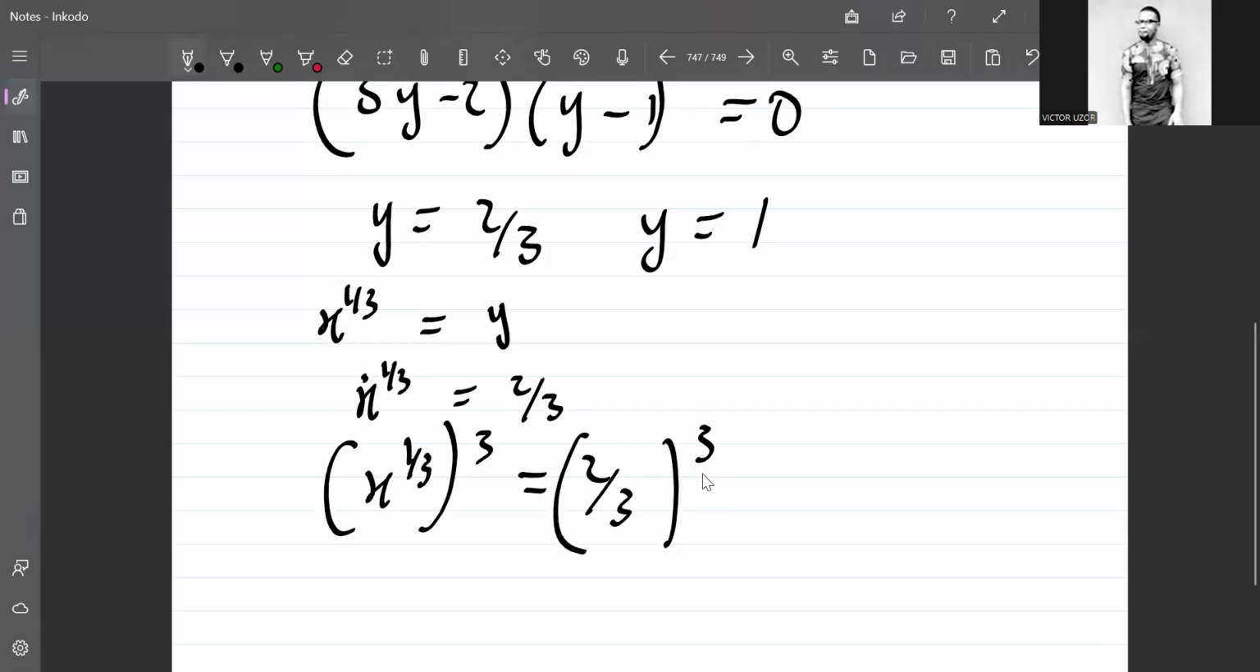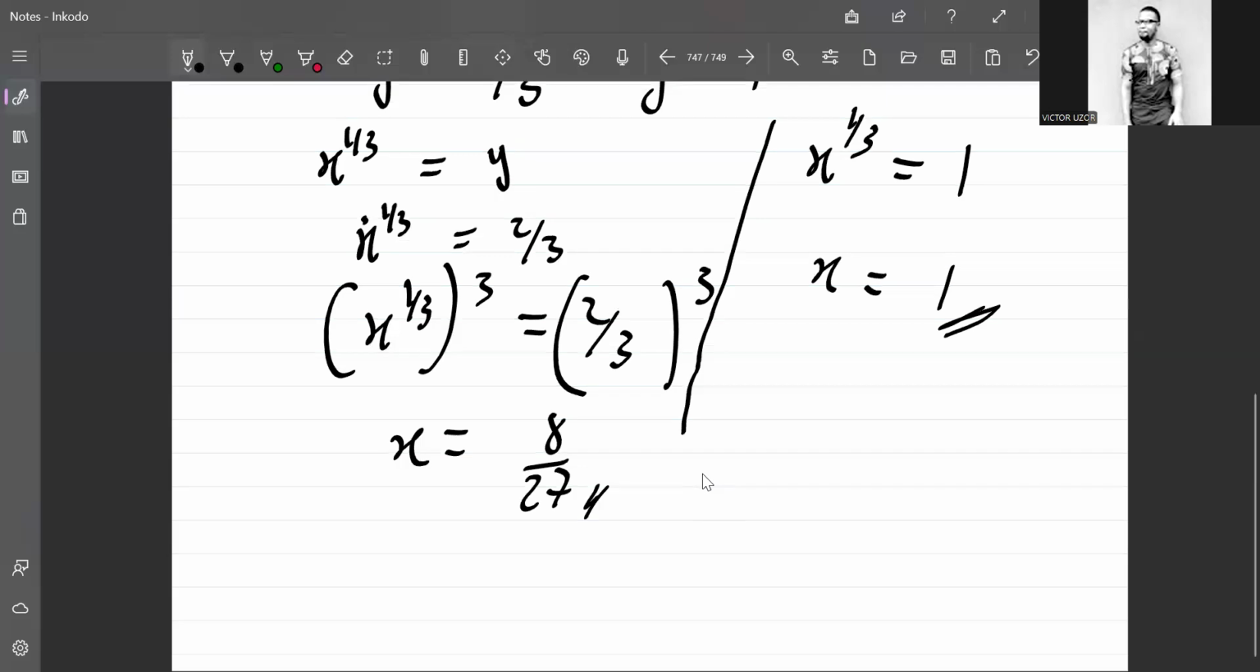While on the other part, when I have x raised to the power 1 over 3 is equal to 1, x is equal to 1. That will be my answer for these two complex quadratics. Let's look at another example again. Two more examples.